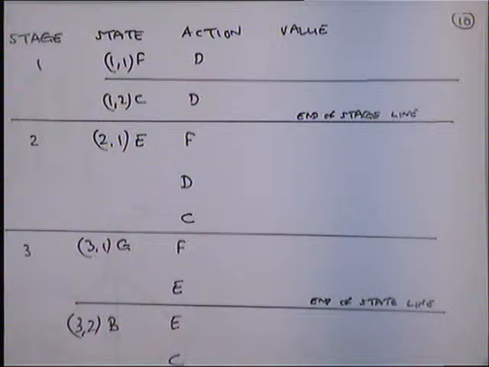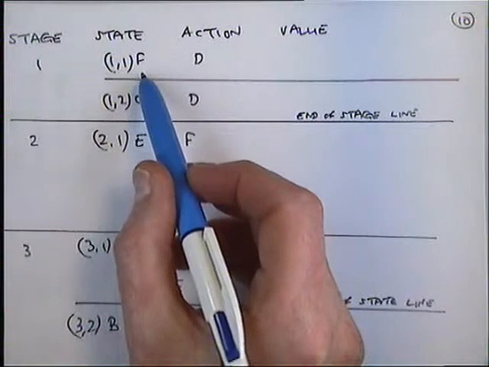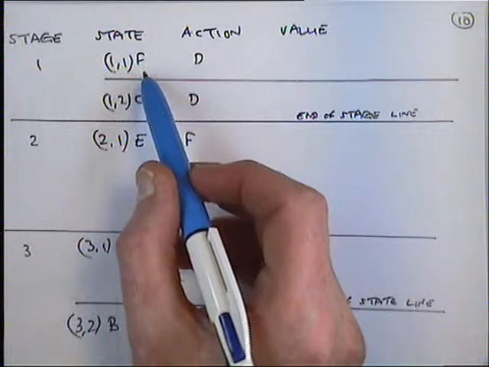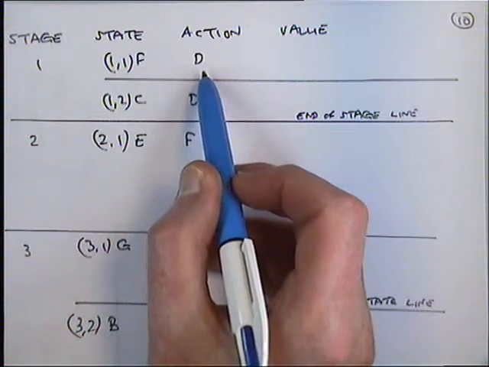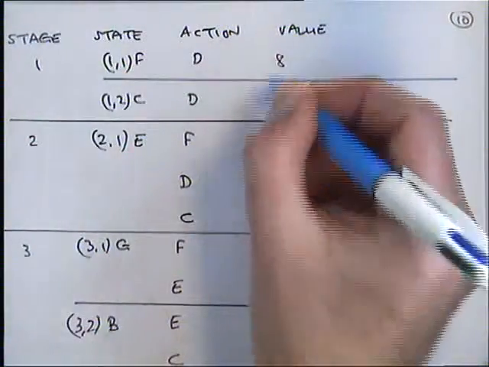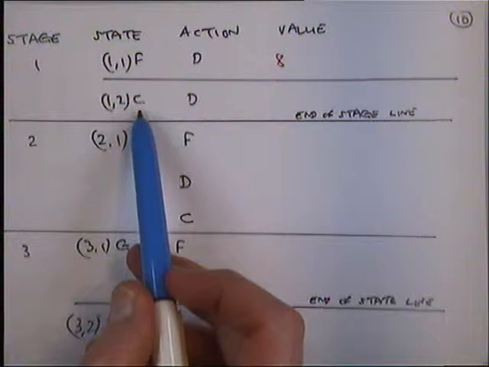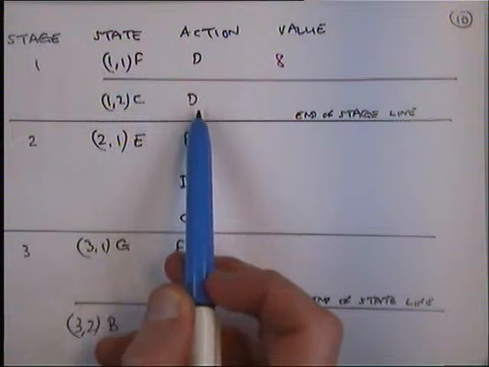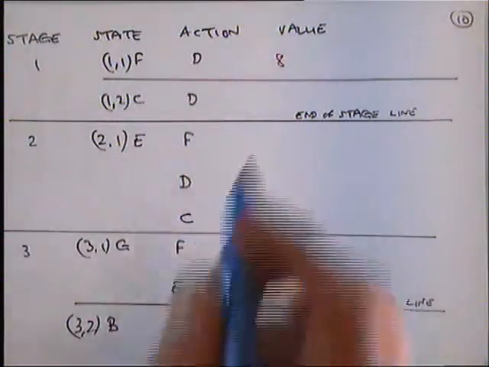What we're going to do now is to start this table and fill it in. If we are at F, which is state 1, we've only got one action, that is going to D. What is the cost of going to D? 8. So you can put that in the value column. 8. If we are at C, we only have one action, that's going to D. What is the cost of that action? 7. Okay.